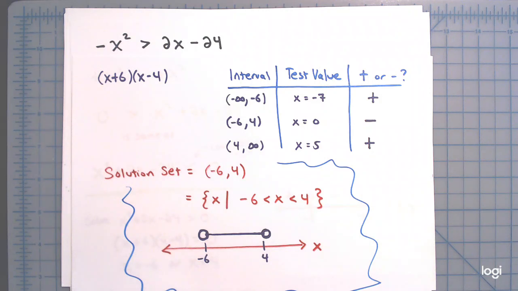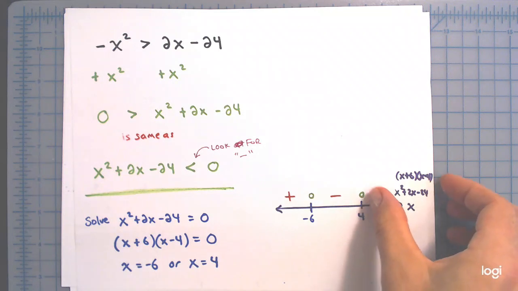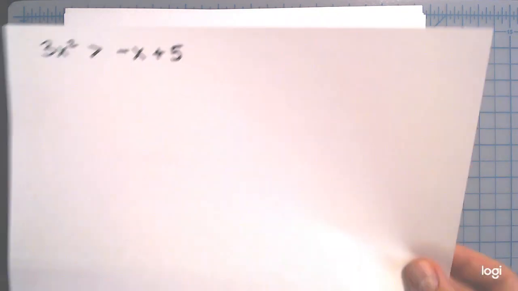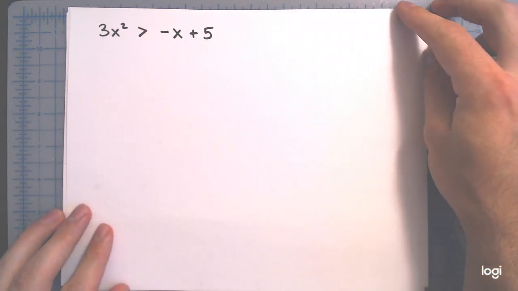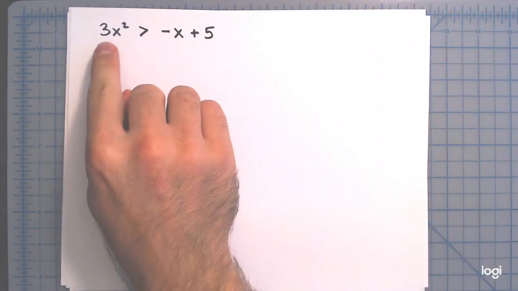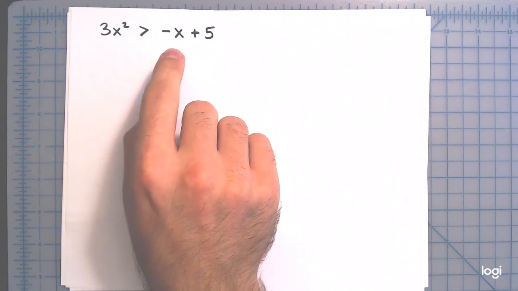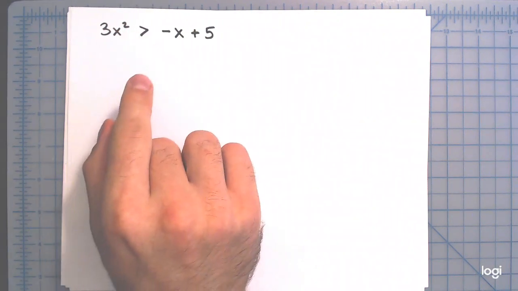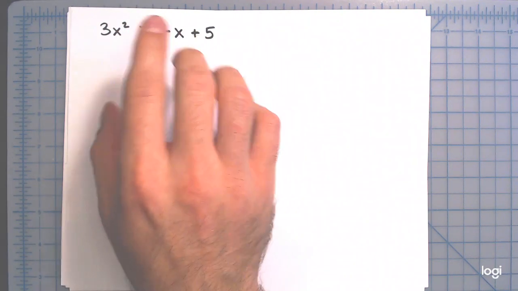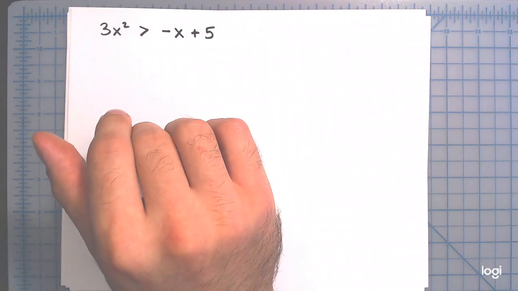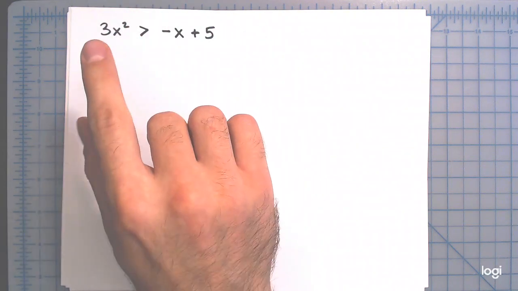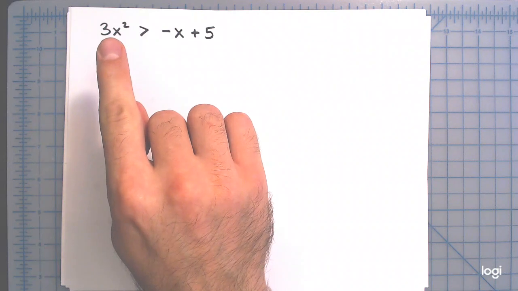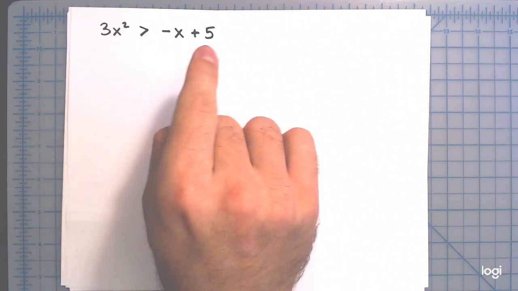We're graphing a parabola to guide us. My last example of a quadratic inequality has us solve 3x squared is greater than negative x plus 5. Again, it's not the way I like it. I like having everything on one side, 0 on the other, and a positive lead coefficient, so I'm going to leave the positive 3x squared on the left and move the other stuff over.